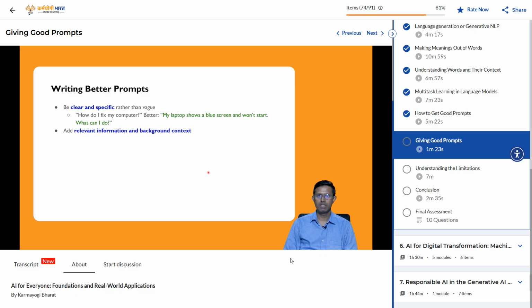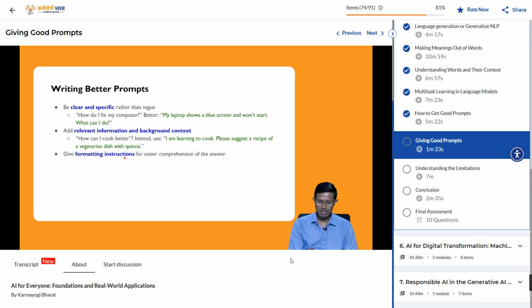Then you can add relevant information as background context. For example, instead of "how can I cook better?", if you also say "I am learning to cook," the model will be able to help you better. Then give formatting instructions for easier comprehension of the answer. Again, we saw the example of the hate speech detection problem. When we only told it to give the answer, it gave a very long response with reasoning and so on. But if we only want a yes or no response, we can instruct accordingly and it can output something easier to process.